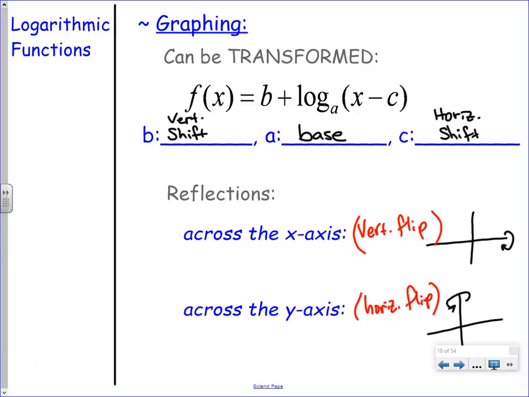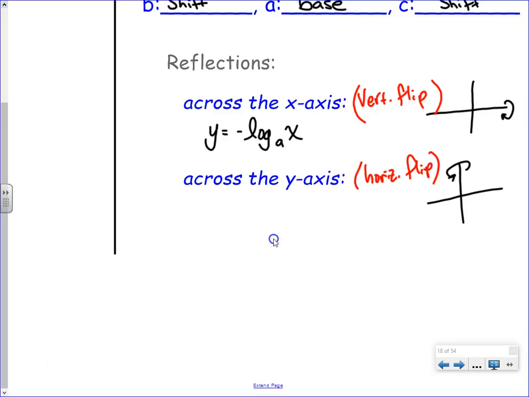So then across the x-axis, just to simplify life and not to show all the different transformations at once, let me go ahead and just write it as, what if you had y equals and there was a negative outside the logarithm? To help us zero in, I'll just show the reflection. And then across the y-axis, a horizontal flip, what if there was a negative where? Yeah, next to the x. Inside the logarithm, but next to the x.